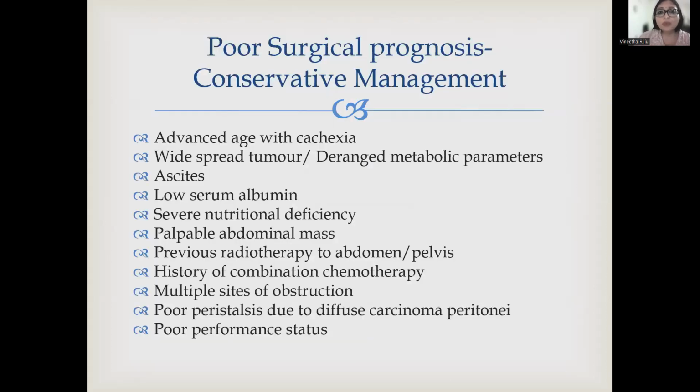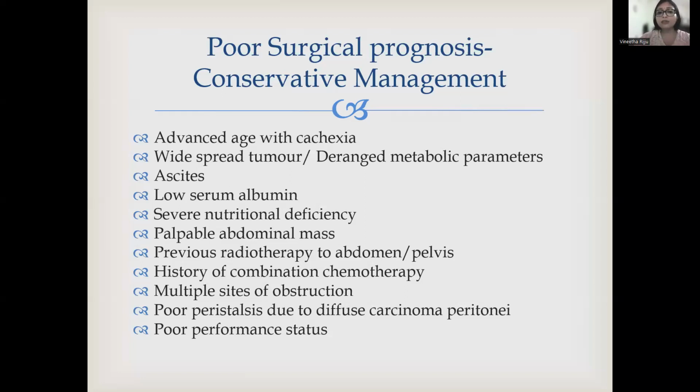So who do you advise surgery? Who do you advise conservative management? This is what we were talking about, what we were discussing. Advanced age with cachexia, it's a no. Widespread tumor, deranged metabolic parameters, it's a no. Ascites, low serum albumin, severe nutritional deficiency, all these are a big no. Palpable abdominal mass, previous radiotherapy to the abdomen and pelvis, it is going to be difficult.